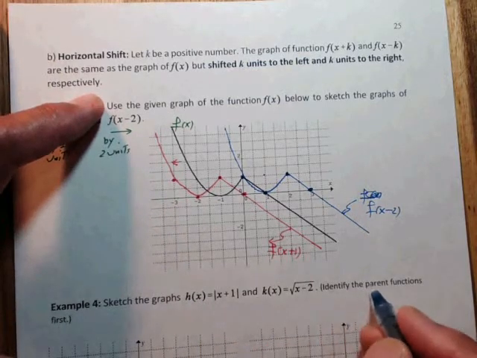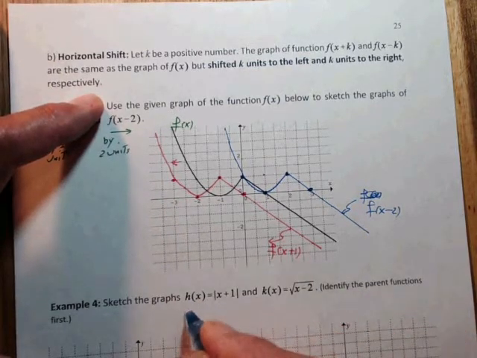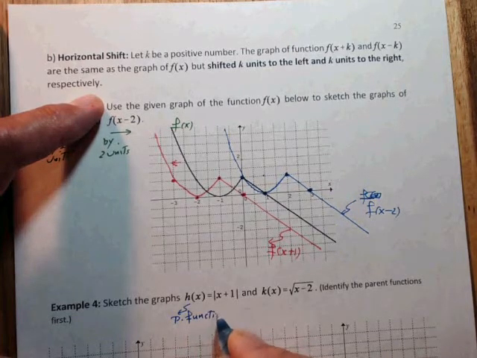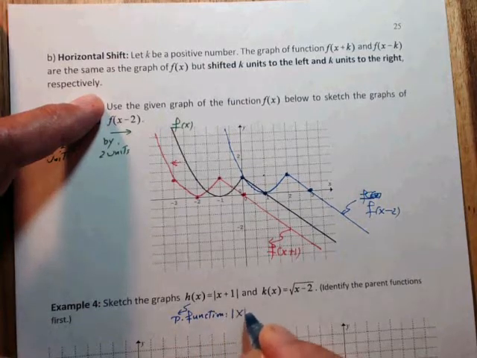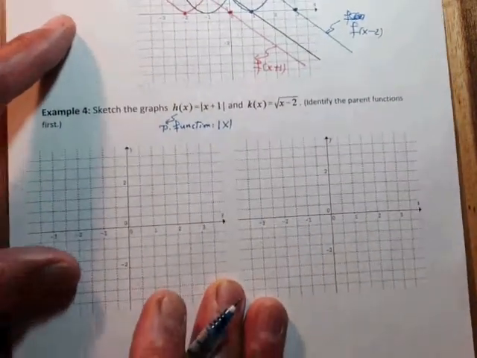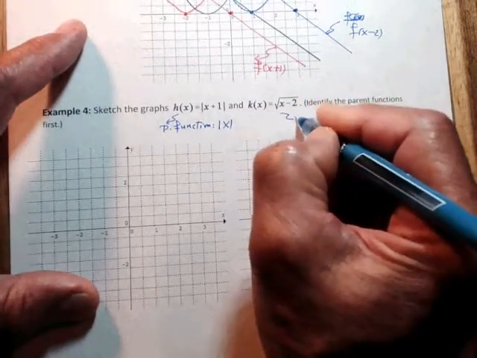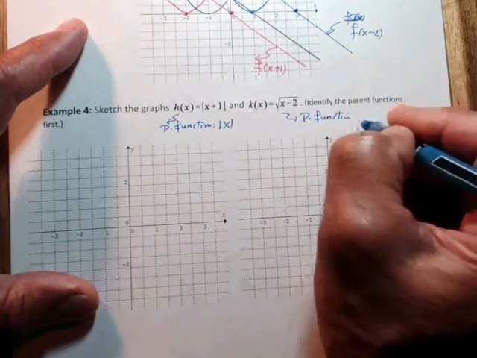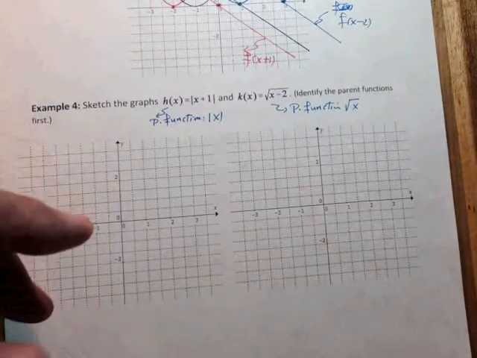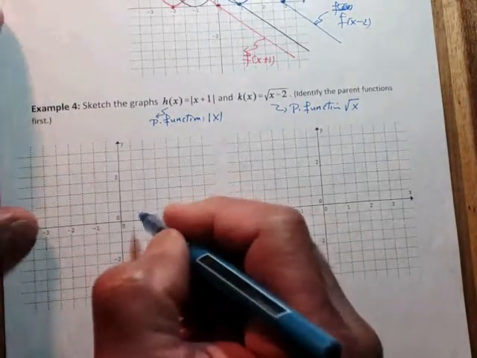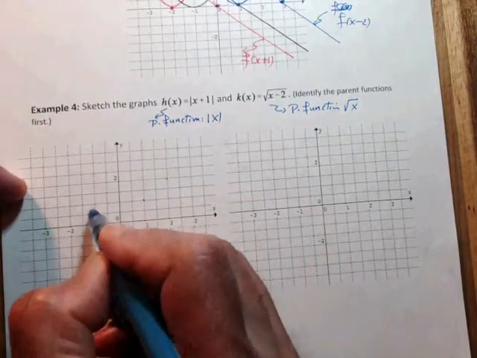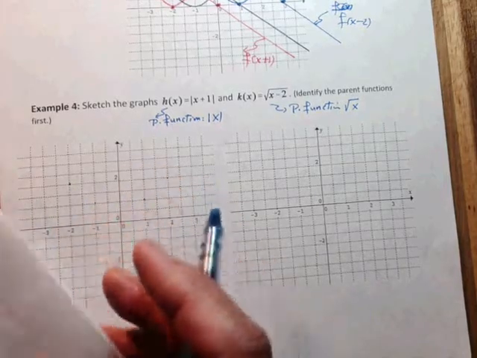See, identify the parent function. So here the parent function is absolute value of x. Here the parent function is square root of x. You see? So I draw absolute value of x just like I did before. Absolute value of x we learned from section 1.3 how it looks. It looks like a V.